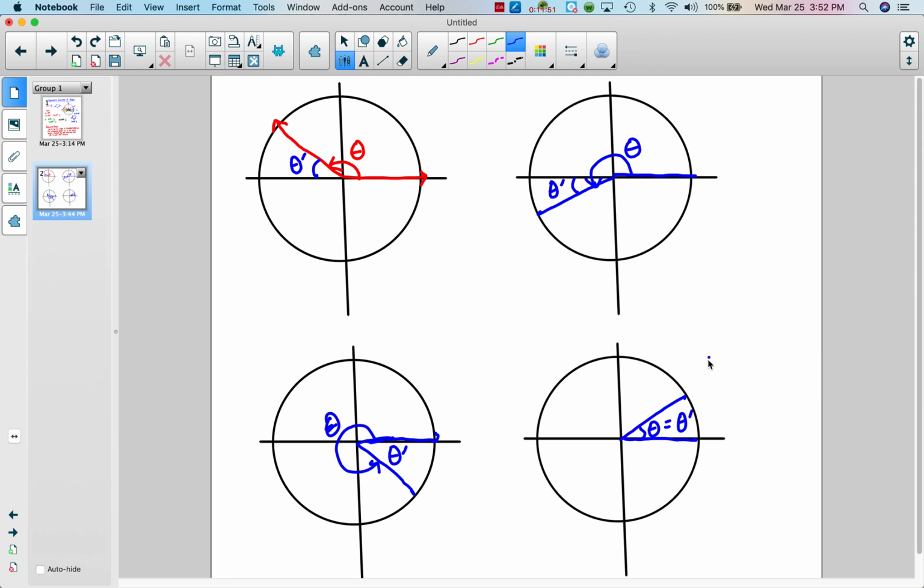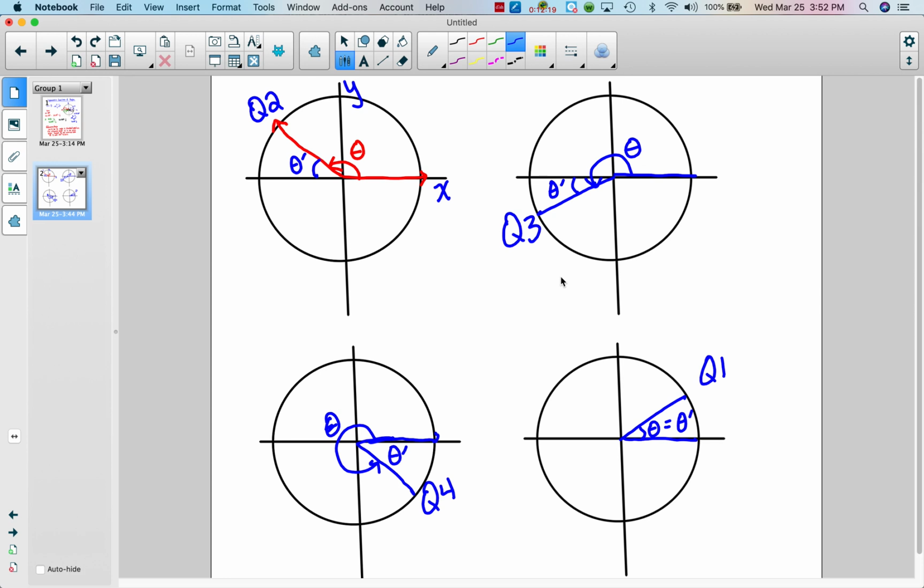Now this was quadrant 1. Up here I have quadrant 2. My angle's in quadrant 2, so quadrant 2 is here. This would be a quadrant 3 angle because the terminal side is in quadrant 3. And this would be a quadrant 4 angle because the terminal side is in quadrant 4. Remember, this is the x-axis and the y-axis, and so we have our 4 quadrants. So that kind of gives you an idea of the reference angles.